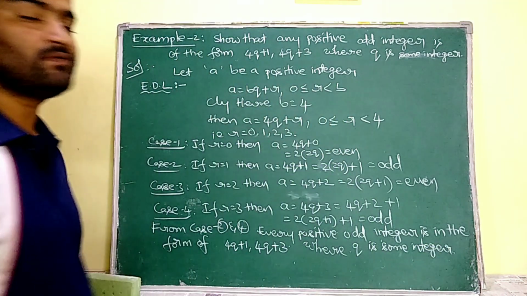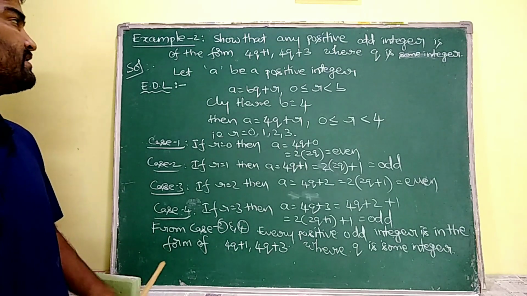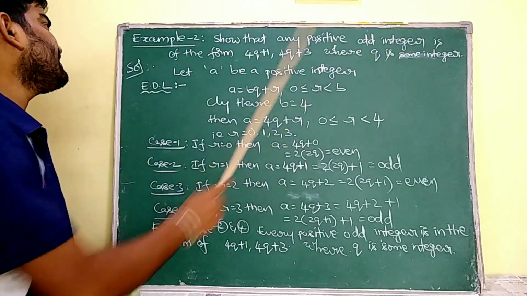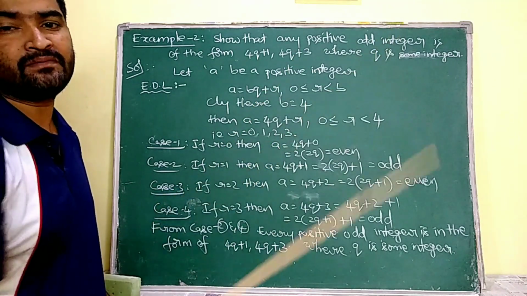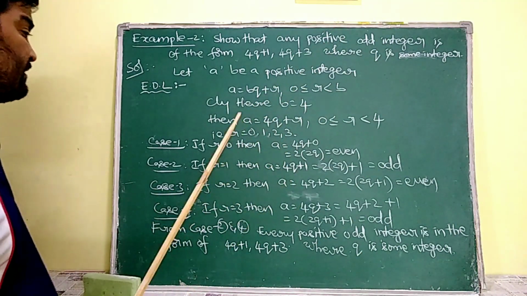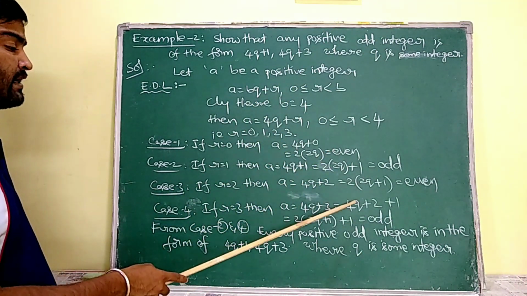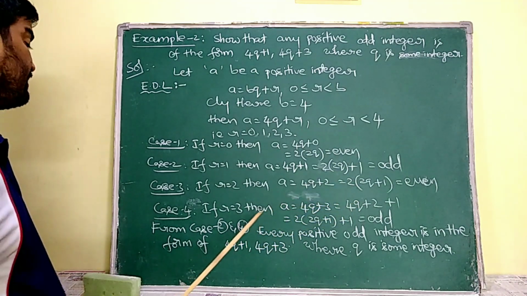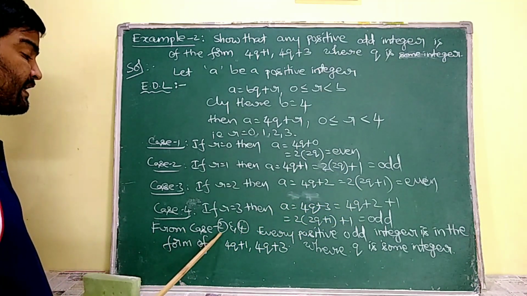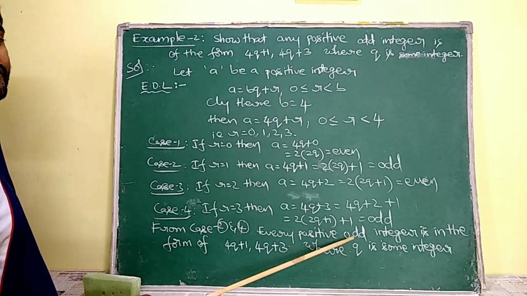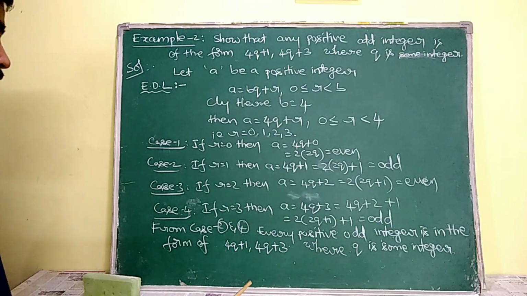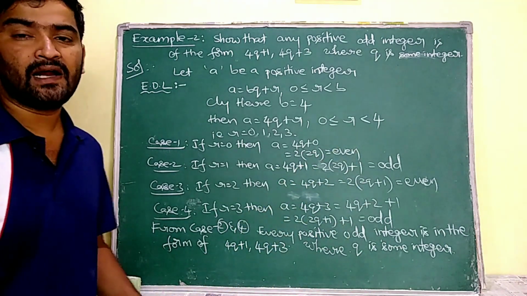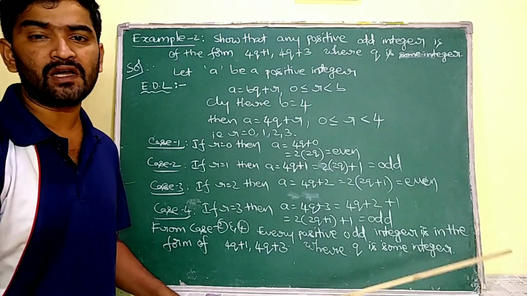See, here is one question. If it asks you to show that any positive even integer is in the form of 4q plus 2, 4q plus 3, where q is some integer, then you have to write case 1 and case 3. See, here the conclusion is from case 1 and 3, every positive even integer is in the form of 4q plus 2 or 4q plus 3, where q is an integer. Understand? In that way you are going to solve the question.